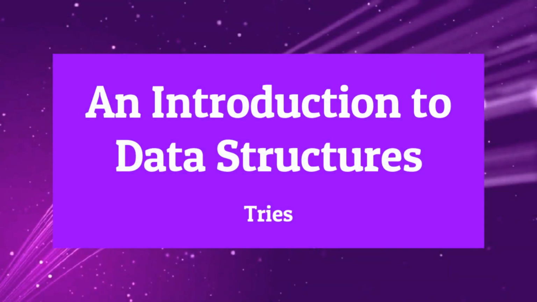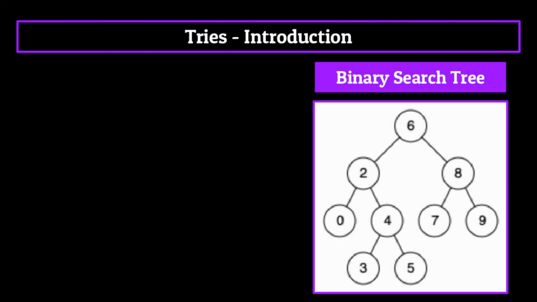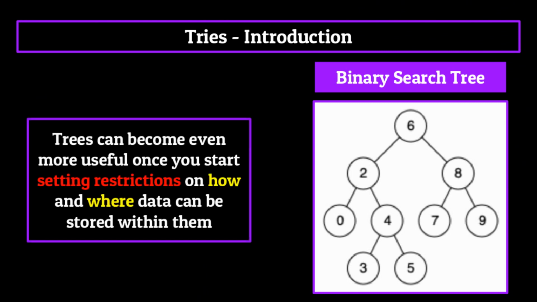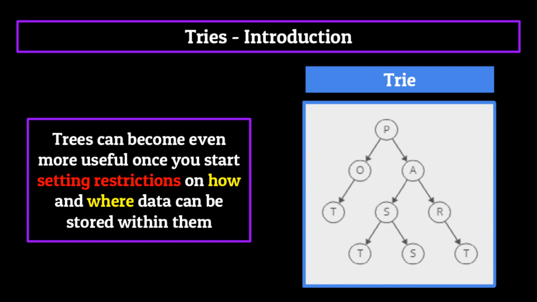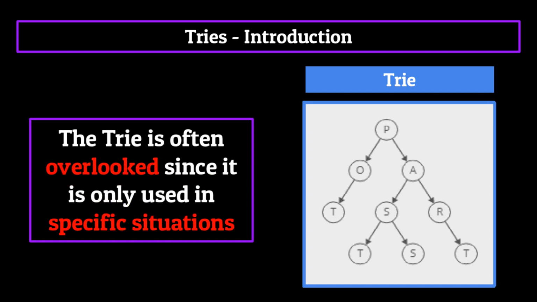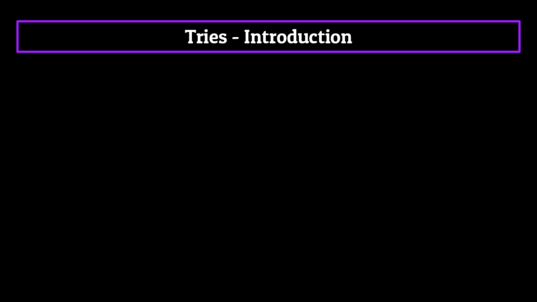Next up, we'll be talking about another one of the special trees with restrictions. We just finished discussing the binary search tree, and with that, we mentioned how trees usually become even more useful once you start setting restrictions on how and where the data can be stored within them. Well, a trie is another one of these special trees, which have special restrictions put in place to help store the data in an effective manner. This data structure is often overlooked since it's only used in specific situations, but without the use of tries within those specific situations, some important features of your computing life would be a whole lot harder.